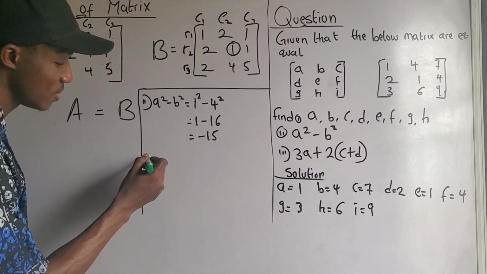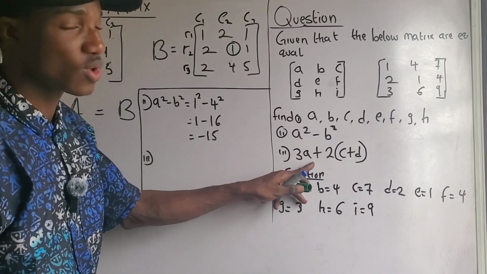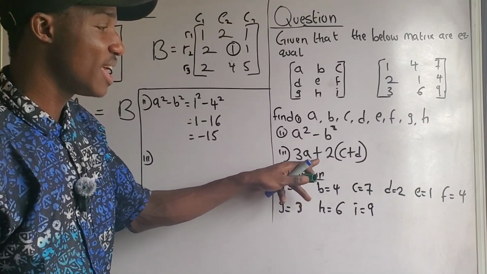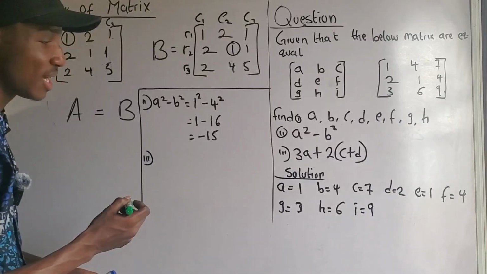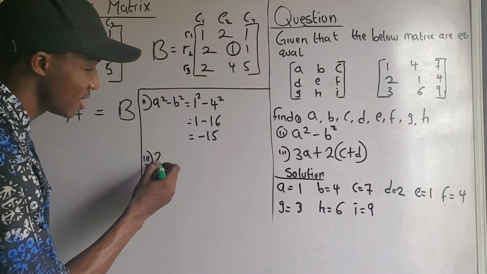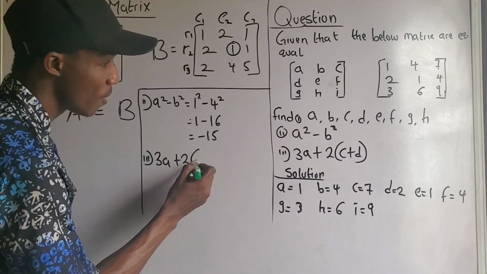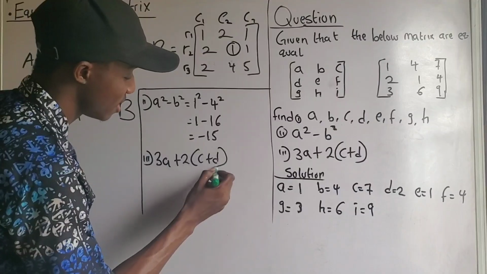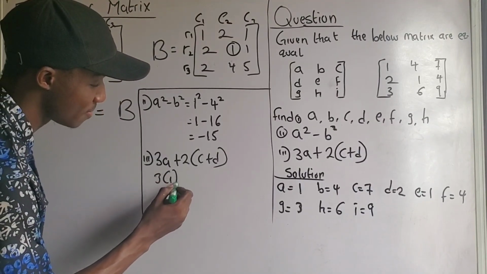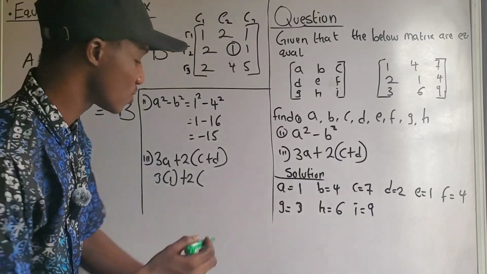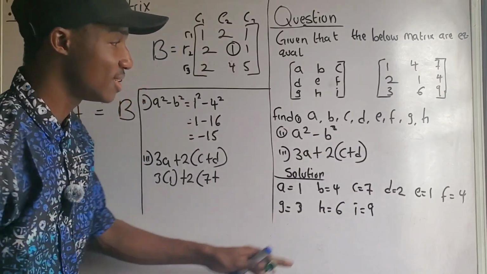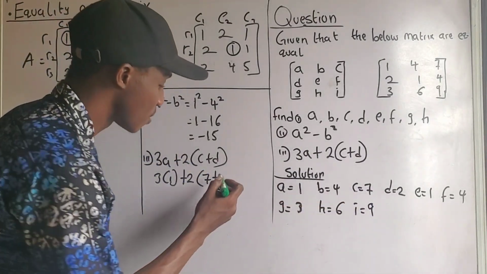And the third question under this question is, we are asked to find 3A plus 2 multiplied by C plus D. Okay? Having known that A is 1, so I'm going to have 3 multiplied by 1 plus 2 multiplied by C plus D. C is 7, so I'm going to have 7 plus D. D is 2, so I'm going to have 7 plus 2.